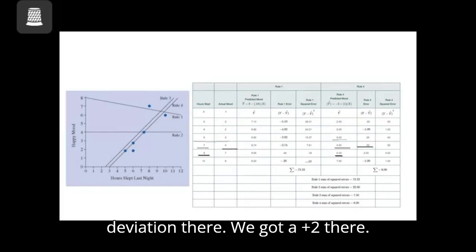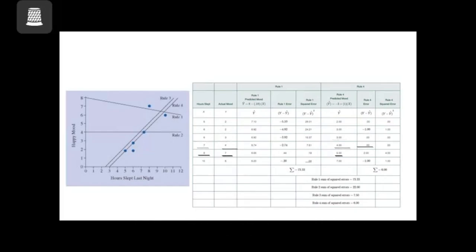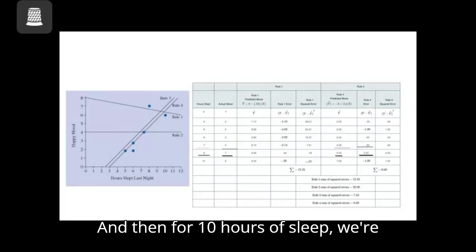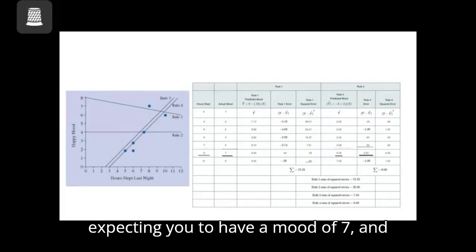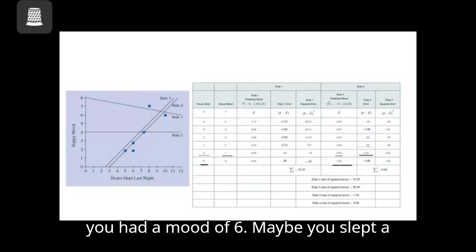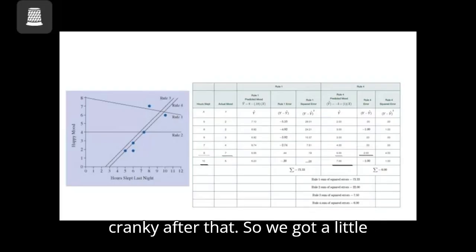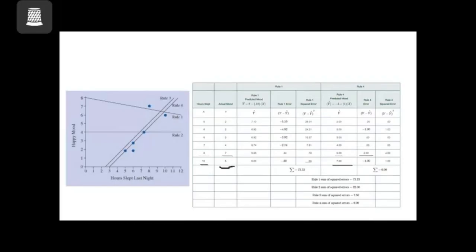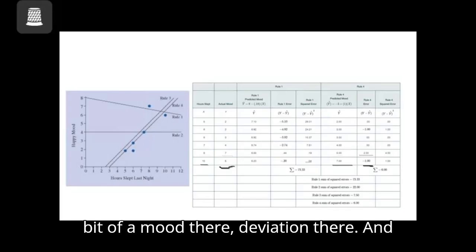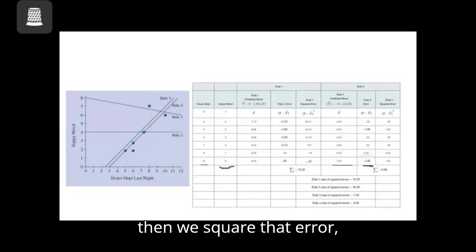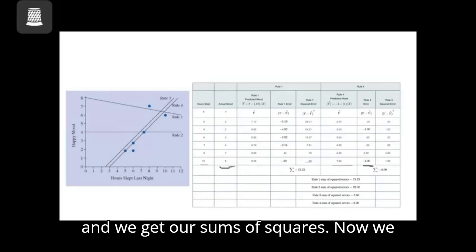For 8 hours of sleep, we expect a mood of 5, we get a 7. We're getting a little bit of deviation there, a +2. And then for 10 hours of sleep, we are expecting you to have a mood of 7, and you had a mood of 6. Maybe you slept a little bit too much and you're a little cranky after that. So we got a little bit of deviation there. And then we square that error, and we get our sum of squares.